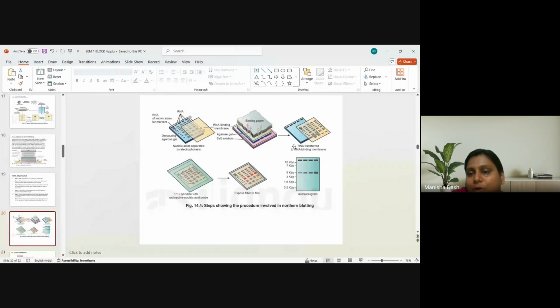So RNA is transferred to the RNA binding membrane. Then you need to hybridize the membrane with the probe. The probe is actually complementary to the transcript or the RNA of your interest, and you are exposing the filter to an X-ray film.